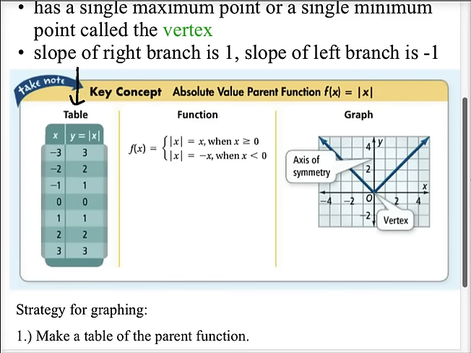I'm going to start with the vertex. So the vertex is where that minimum point is, where the bottom or top of the V is. That is going to be the vertex. So in this case, for the basic one, the vertex is at 0, 0. The line of symmetry is the line that goes through the x value of the vertex. So for that basic one, the axis of symmetry is at x is 0.